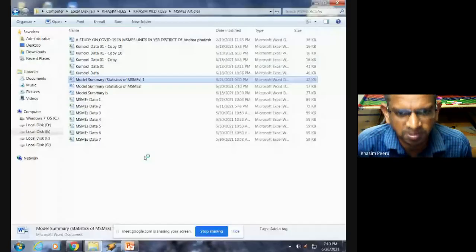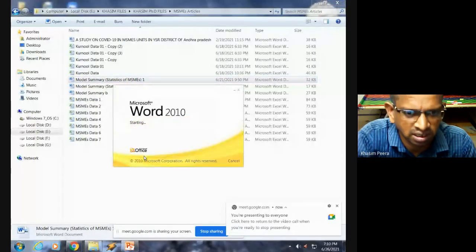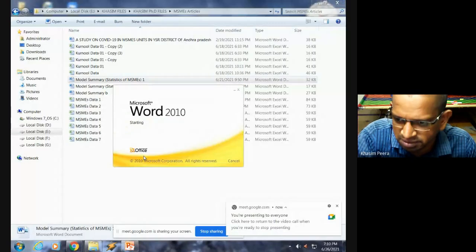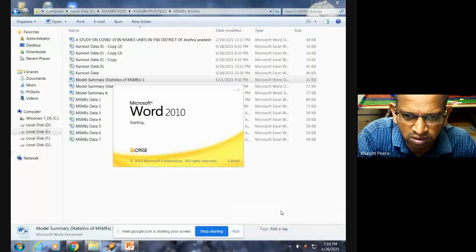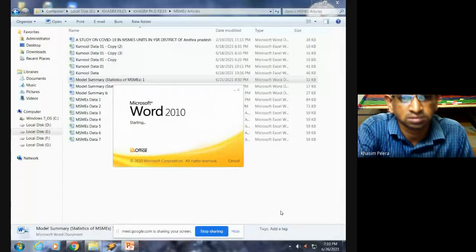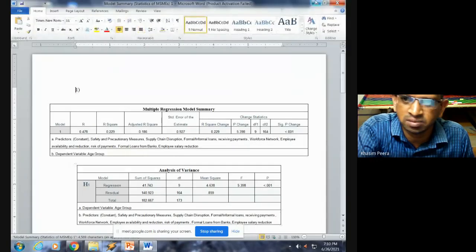I can also prepare a research model summary. That means a questionnaire; I can prepare the questionnaire. It's a statistical method.